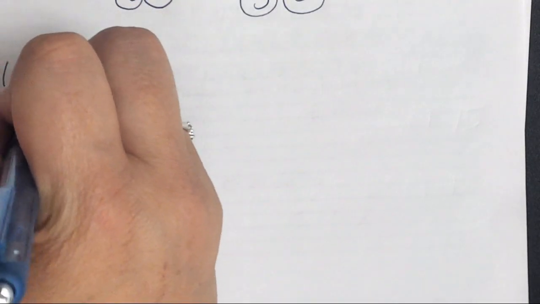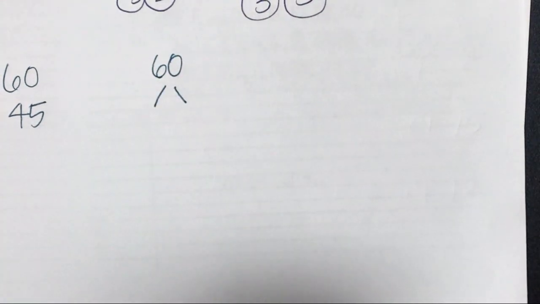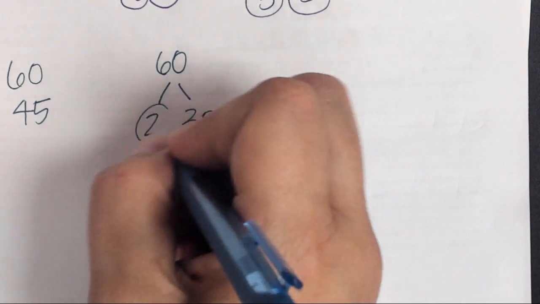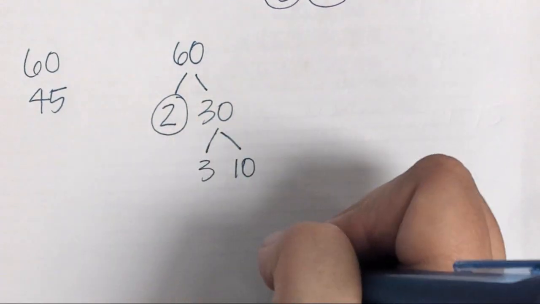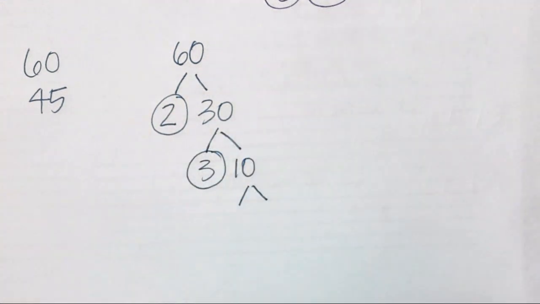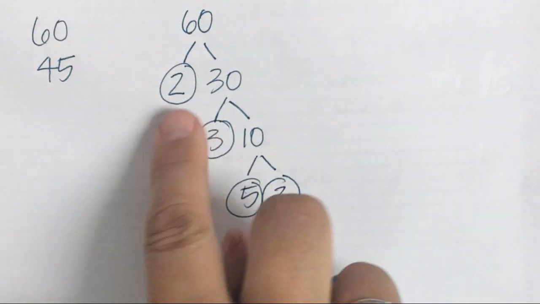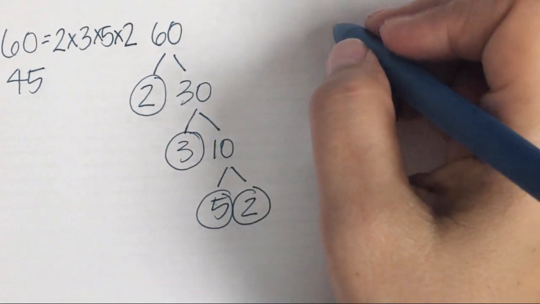All right, let's try another. The next one we have is 60 and 45. So how am I going to multiply to get 60? You can do 2 and 30. Which one is prime? 2. Now I have to split apart 30 and I get 3 times 10. 3 is prime. How am I going to split apart 10? 5 and 2. Those are both prime. So my prime factorization of 60 is going to look like 2 times 3 times 5 times 2.